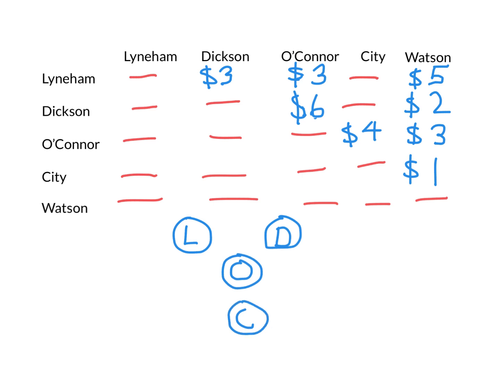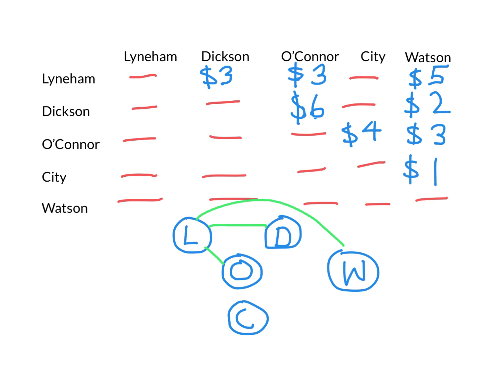Now Watson, on the other hand, connects with all of them, so I can put Watson over here. So we have our 5 vertices. Let's now draw the edges. We know that Lyneham connects to Dixon. It also connects to O'Connor. Now it might look hard to connect Lyneham to Watson, but you can draw an edge like that. That's absolutely fine in a network.